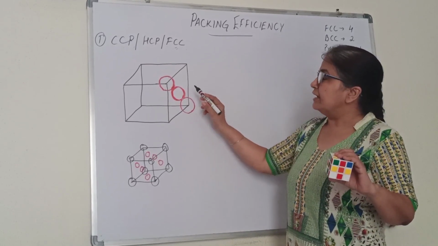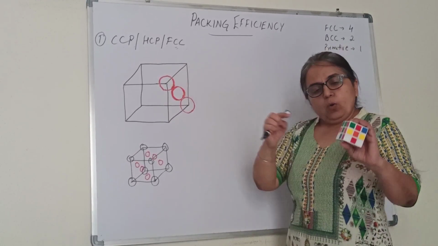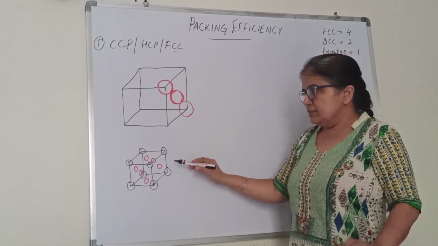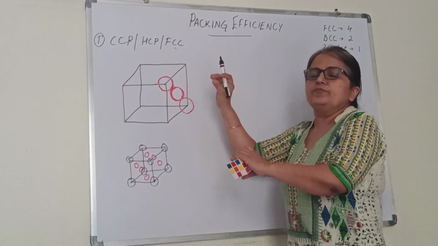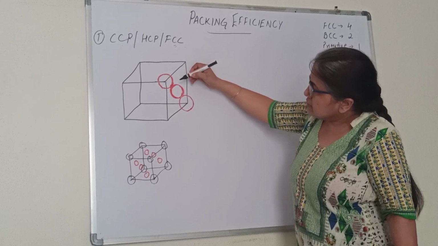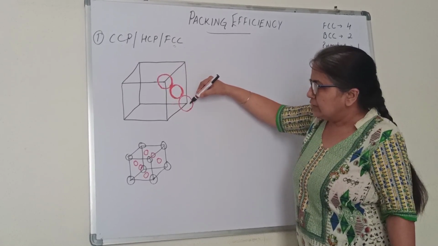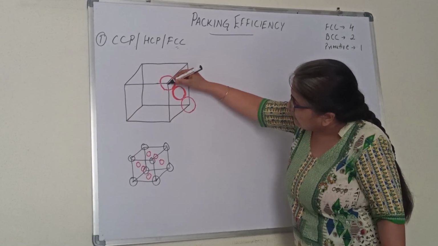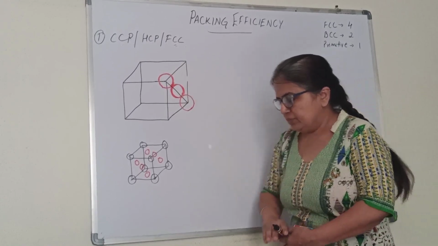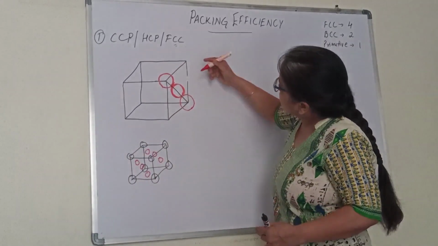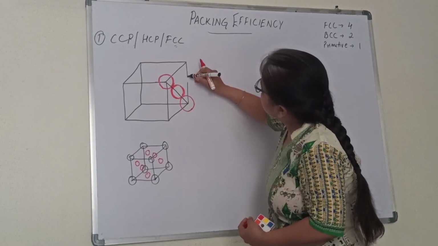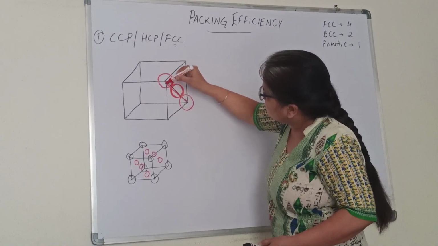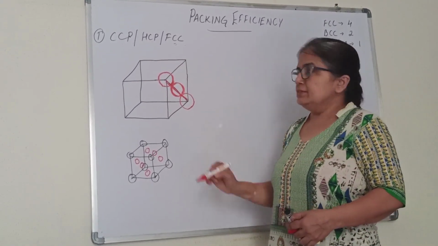So we have taken only this part. See, one corner here, one center of the face. This I have shown here. This is the same thing, but I have drawn only a part of it to calculate the packing efficiency. So this one corner particle, another corner particle, though here also they are present, but I have not shown. So we are isolating this particular triangle, let me draw with the red pen.